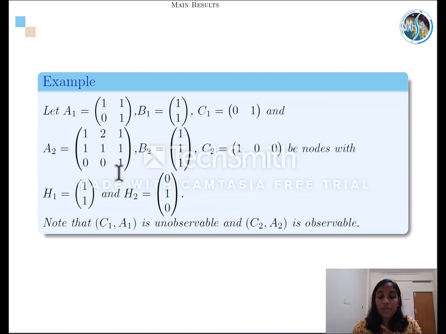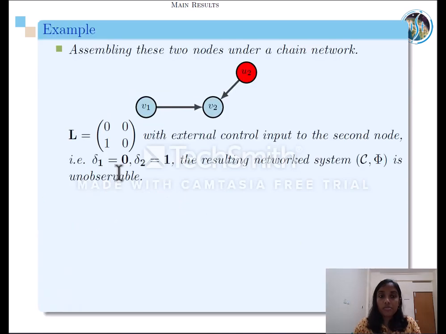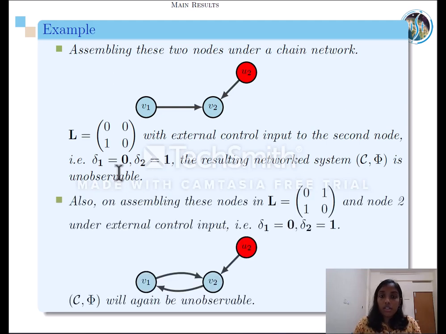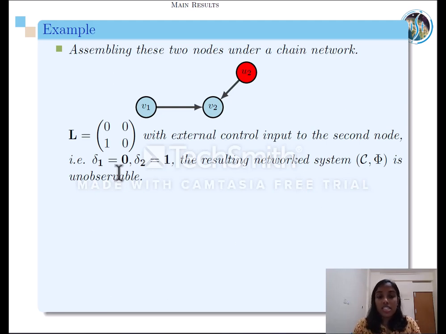Illustrating this with an example, we are considering a system with two nodes (C1, A1) and (C2, A2). With the aid of Kalman's condition, we can see that (C1, A1) is unobservable and (C2, A2) is observable. First, let's try to assemble these systems under a chain network with external control input to the second node only. And we can see that this system is unobservable, again by using Kalman's rank condition.